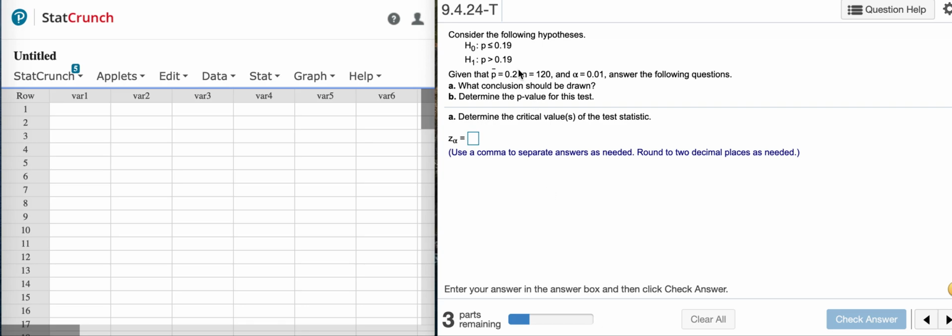Hypothesis test. Our hypotheses are given. The null is that p is less than or equal to 0.19, and our alternative hypothesis is p is greater than 0.19.